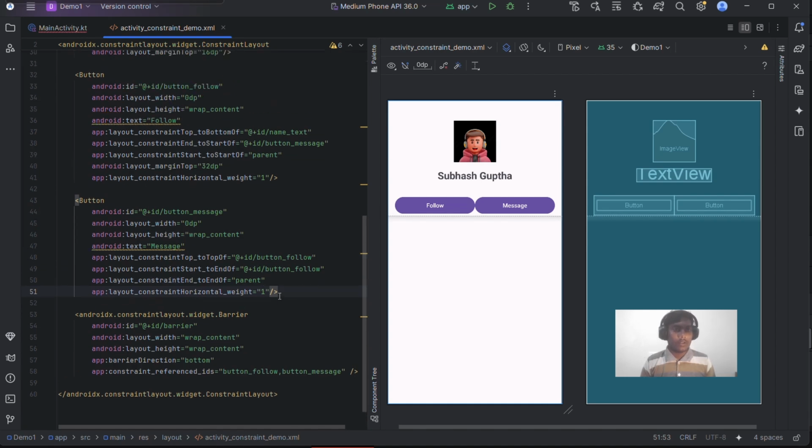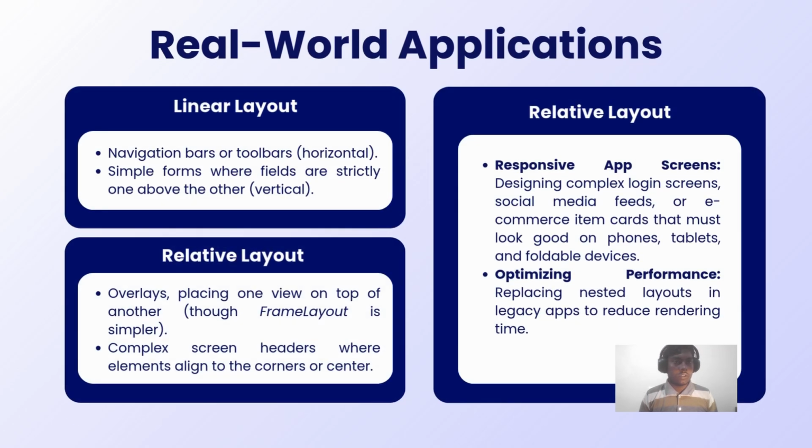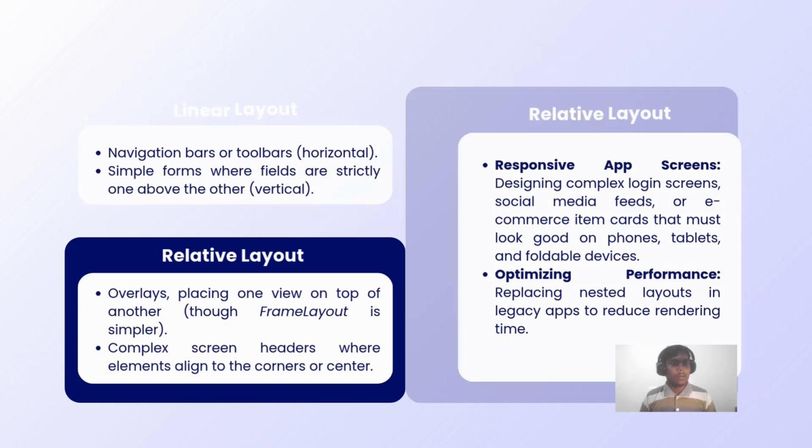The use of chains and weights makes the two-button arrangement clean and scalable, making constraint layout the recommended choice for all complex layouts. Now let's see the use cases of these layouts. There are various real-world applications for the layouts. Linear layout is great for simple navigation bars or basic vertical forms. Relative layout was historically used for complex screen headers or overlays. Constraint layout is used for everything from designing responsive app screens like social media feeds to optimizing performance in legacy apps by replacing nested layouts.